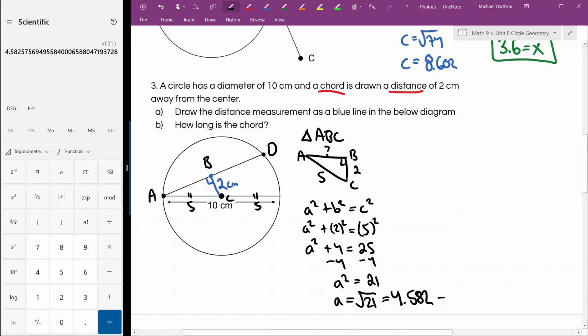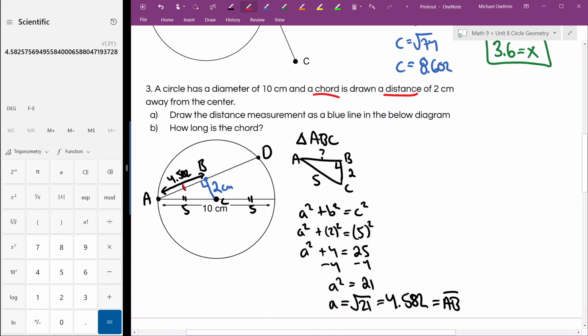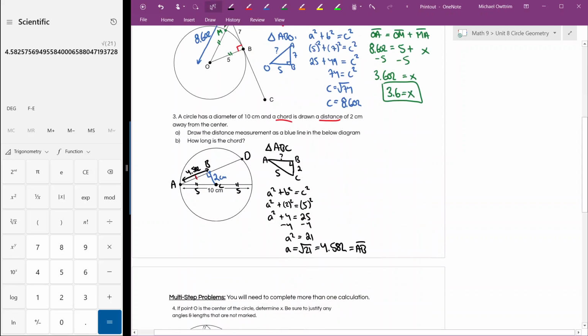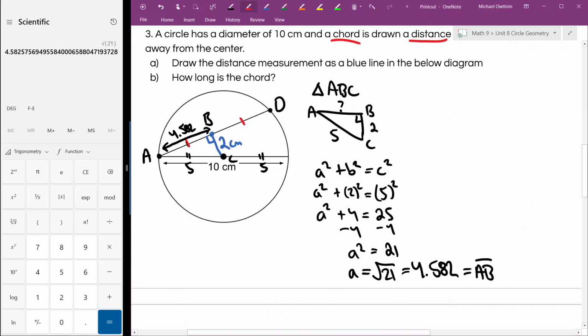Now, that length there could also be called the length AB. And so I know that this length here is my 4.582 that I just figured out. Now, I don't want just the length A to B. I, in fact, want the whole length from A to D, the whole length of the chord. And to do that, I'm going to have to prove that our A to B is actually the same as the length B to D.